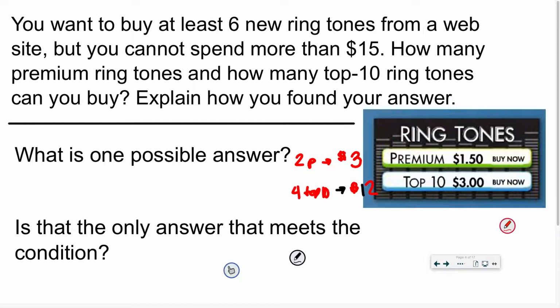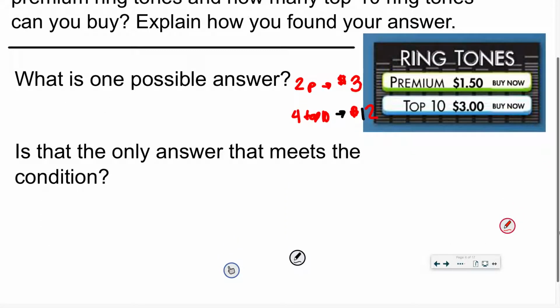Can you find another one? 4 premium. How much would that be? 4 premium would be $6. And then what else? 2 top 10, which would be $6. Does that work? Yeah. Are they the only 2? No. Can you find another one? Just one more. 5 top 10. Yes.